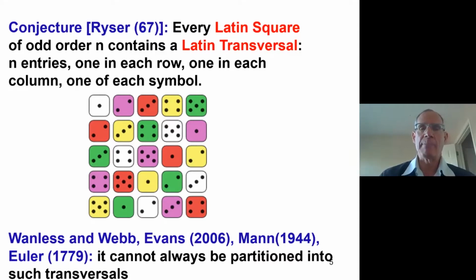Basically the examples follow from some addition tables of some group, but you have to change it a little bit. For the even case, you can just take the addition table of Z_n, and for the more complicated cases, you have to do something a little bit more complicated, but that's the result. Still, the conjecture of Ryser may be true, that maybe for every odd n, we always have one Latin transversal.